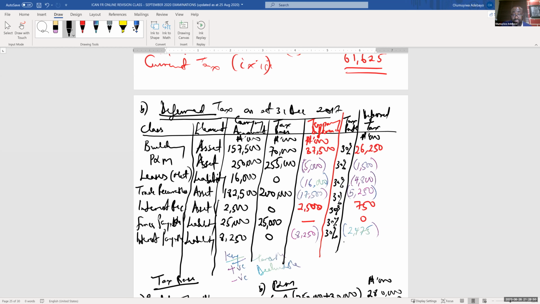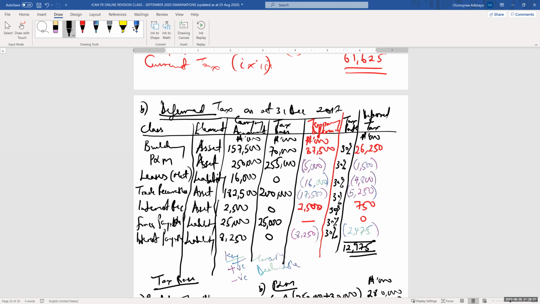Can we sum up everything? 26,250 minus 1,500 minus 4,800 minus 5,250 plus 750 plus 0 minus 2,475. That gives us what? 12,975. Is that correct? Okay. That gives us 12,975.